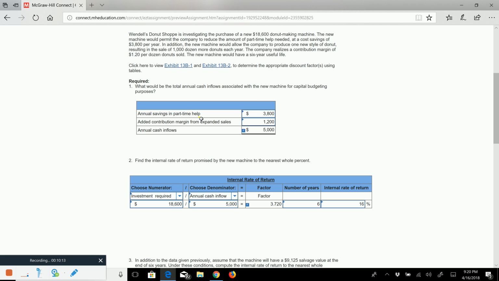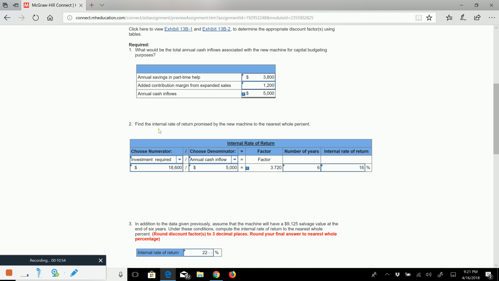Well, savings on the part-time help, even though that's not an actual cash inflow, it's just as good, right? It's cost savings. So effectively, it's the same thing. The $3,800 plus $1,200 in additional contribution margin on new sales of the new donut, which is 1,000 times $1.20. That's where you get your $1,200. So altogether, my cash inflows on an annual basis will be $5,000 if we accept the purchase of this new machine.